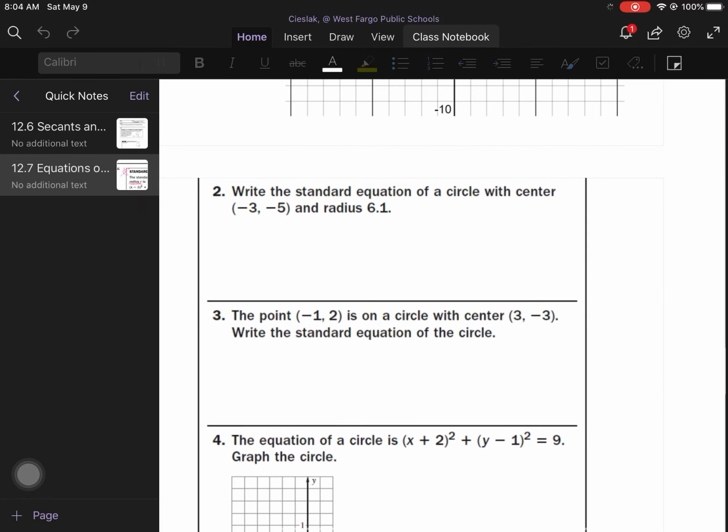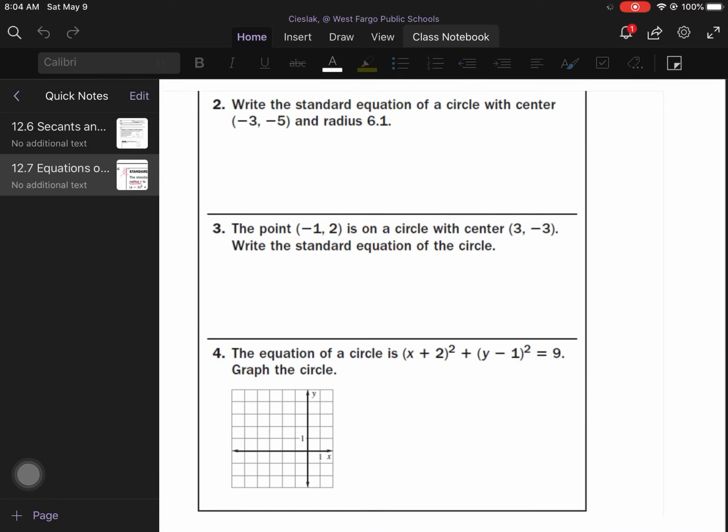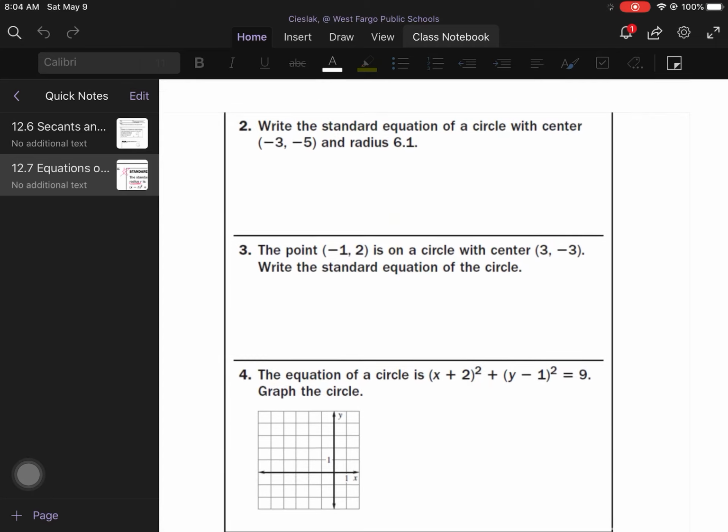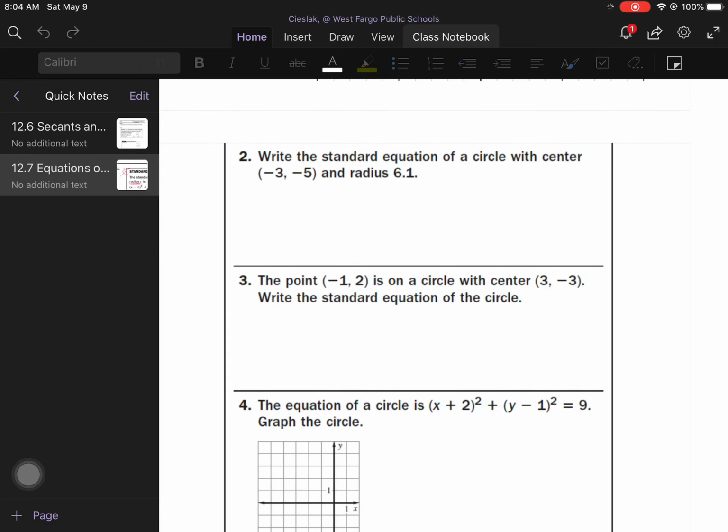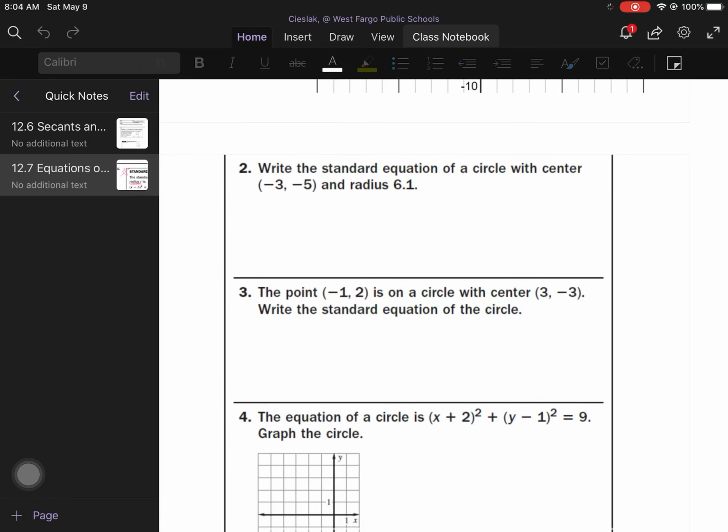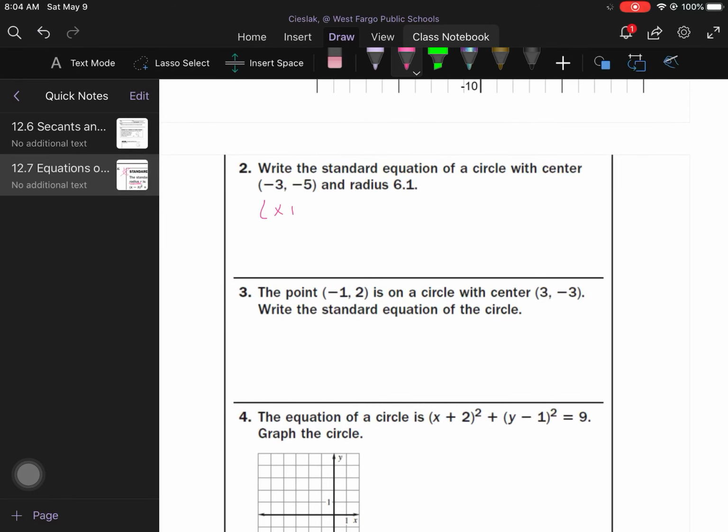There we go. Okay, so number 2, 3, and 4, if you guys want to try these on your own, go for it. Pause the video, and then you guys can just go back and check. They're pretty straightforward. So write the standard equation of a circle with a center of -3, -5, and a radius of 6.1. So I'm going to go x plus 3 squared plus y plus 5 squared is equal to my radius squared. So all I've got to do is take 6.1 and square it, and that comes out as 37.21, so equal to 37.21. Over here I've got just x plus 3 squared plus y plus 5 squared.